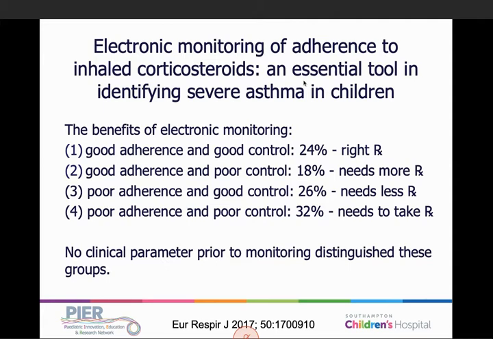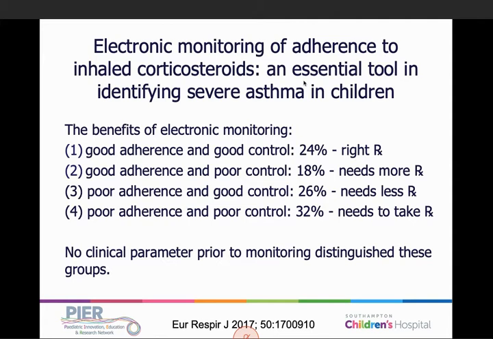And they regarded those patients, 24% of them, as being on the right treatment. There were, unfortunately, however, another group of patients who had good adherence, but despite that had poor control, 18%, who they thought needed more treatment. There were also patients who were poorly adherent. They weren't doing their treatment, less than 8% of the medication that was recommended, but they still had good control of their symptoms, 26%. And the researchers suggested that perhaps these people were being overtreated, or they were being told to be taking, and actually they needed less treatment.